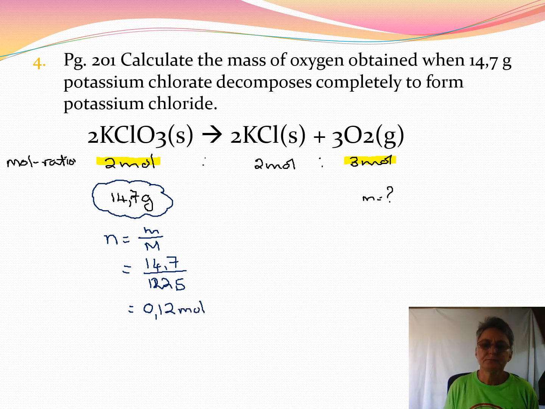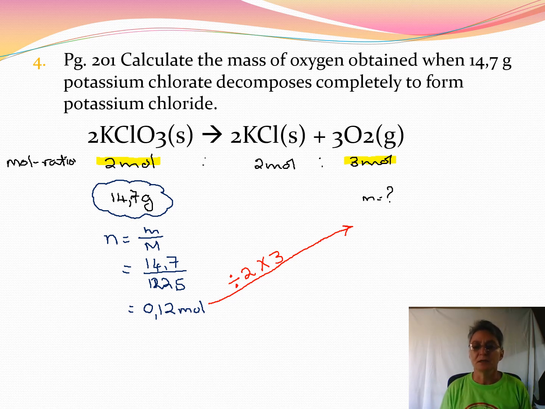Now, the mole ratio between potassium chlorate and oxygen is 2 to 3. So I need to divide this by 2 and multiply it by 3. Because if you divide by 2, you change the 2 to 1, and if you multiply the 1 by 3, you get 3. Maybe I've explained it in the wrong way, but this is the easiest way I can see how to do it. Take this 2 and divide by the 2, and then multiply by that 3.